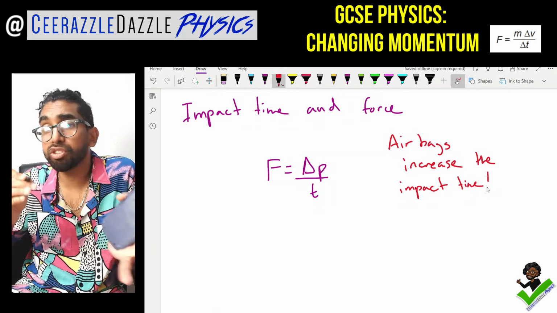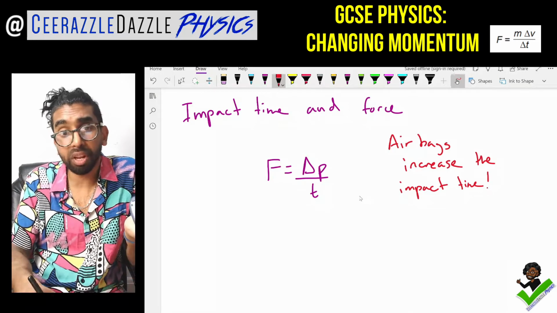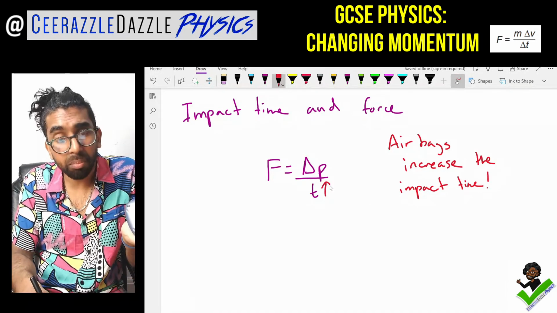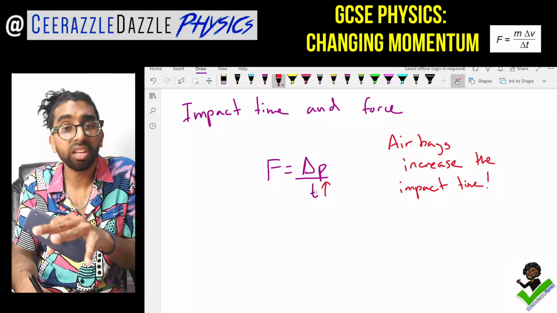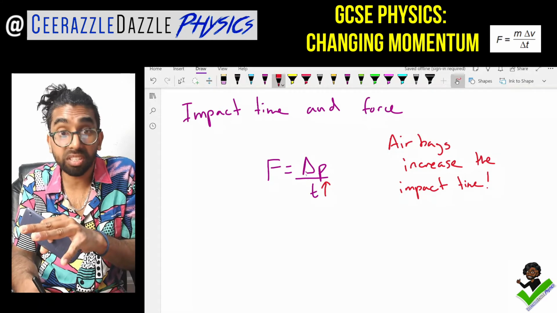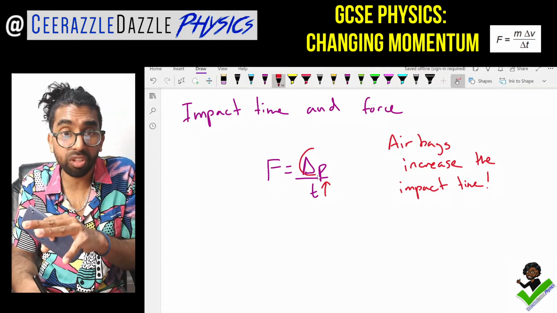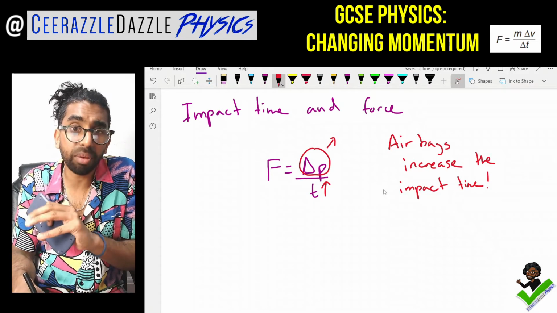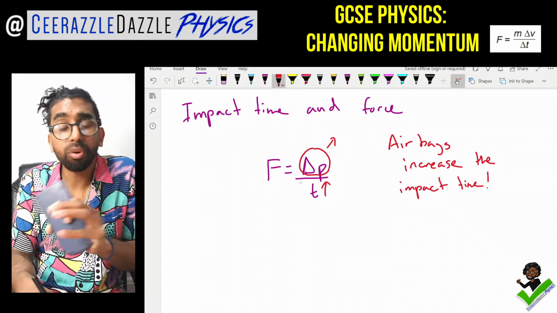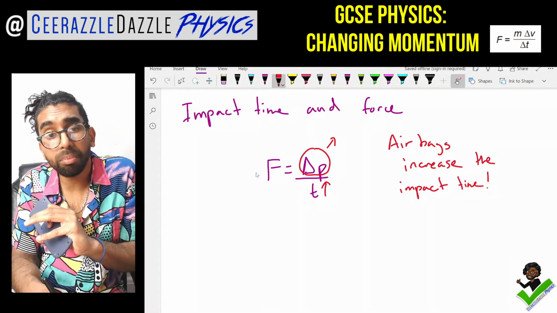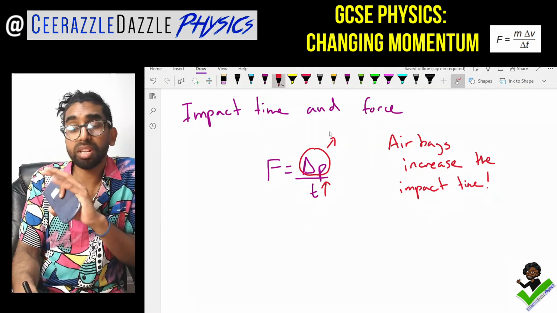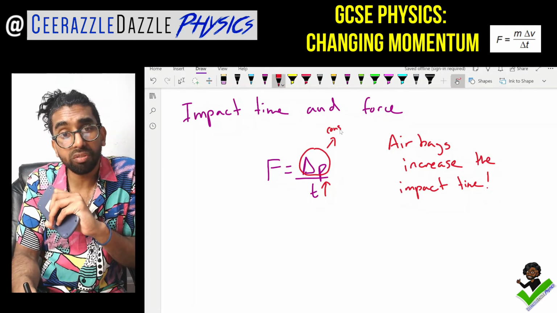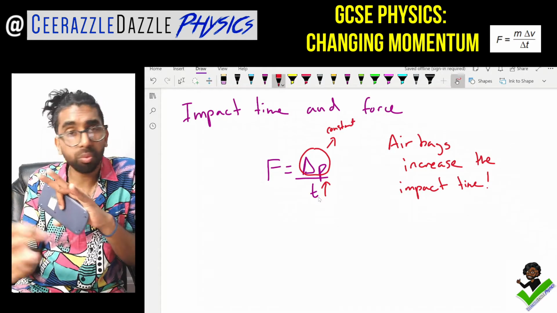But what implication does this have for the force? Well, look at the formula. If the impact time goes up, and the rate of change of momentum remains the same, you're still changing, so this value remains constant. So an airbag increases the impact time. Therefore, what will happen to the value of F? Let's say the change in momentum remains constant, and you're increasing the time of the impact. What's going to happen to F?